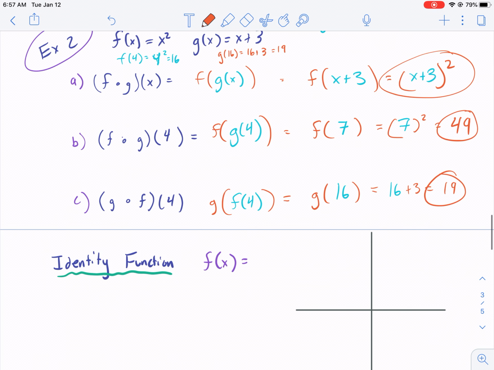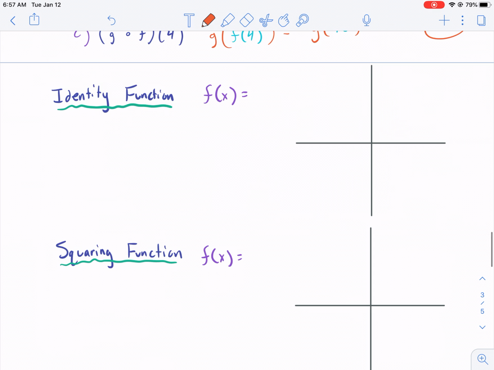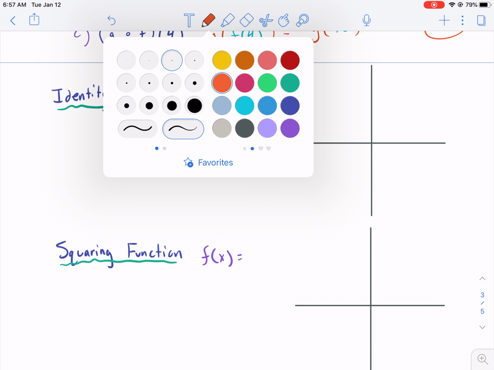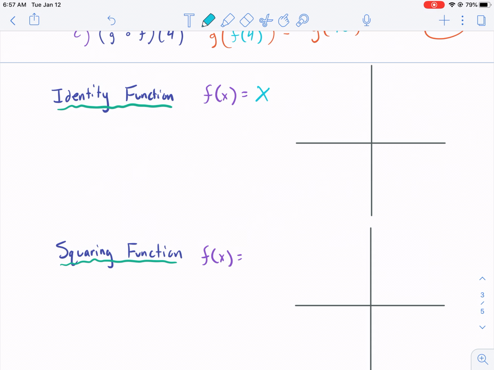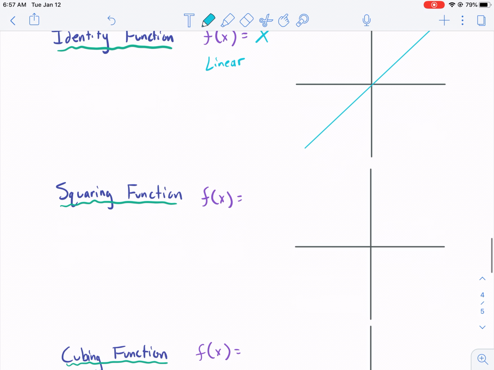This last part, I just want to do a real quick identity function. That's kind of important, but not too critical. We'll go over this a little bit more later, but an identity function is simply a linear function. So this is linear. Okay, a squaring function, this is when you have x squared, and it's going to look like a parabola. Okay, this is technically a quadratic. Okay, so we have something like this, quadratic.